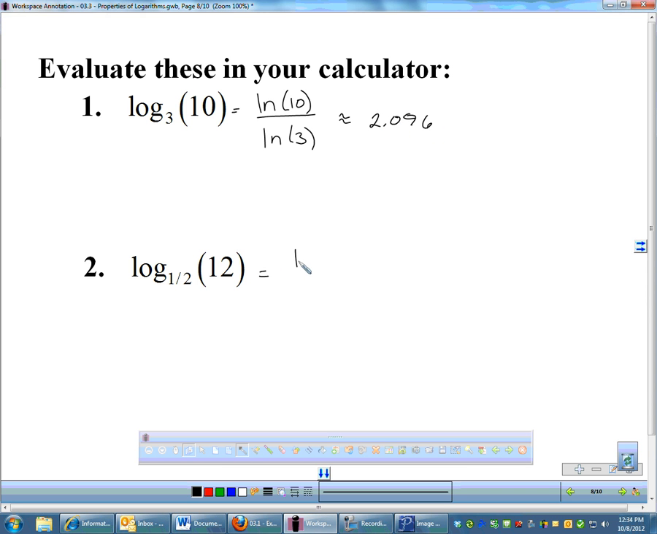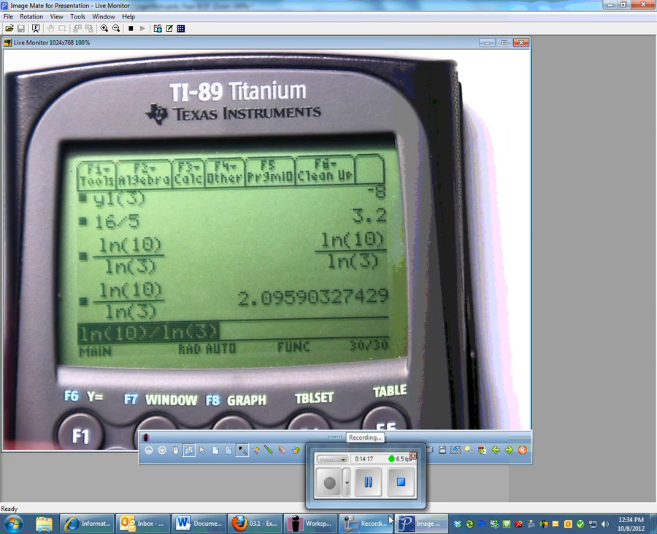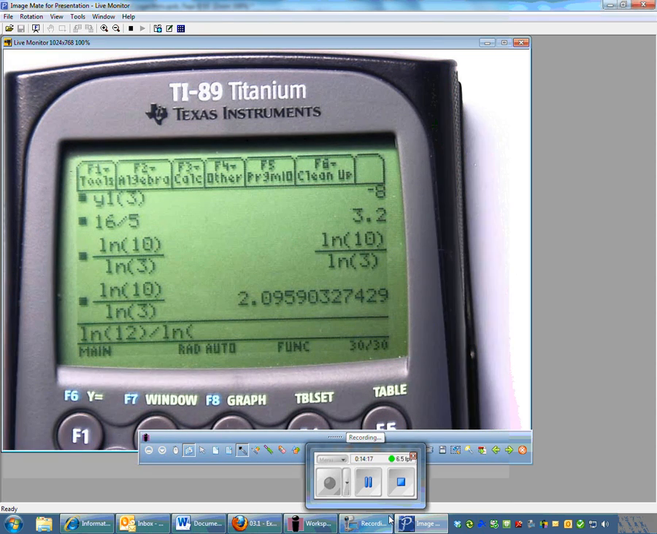So number 2, I'm going to do the exact same thing. Log base 1/2 of 12 is going to be the natural log of 12 over the natural log of 1/2. And we'll just go to the calculator and plug that in. ln 12 divided by ln 1/2.